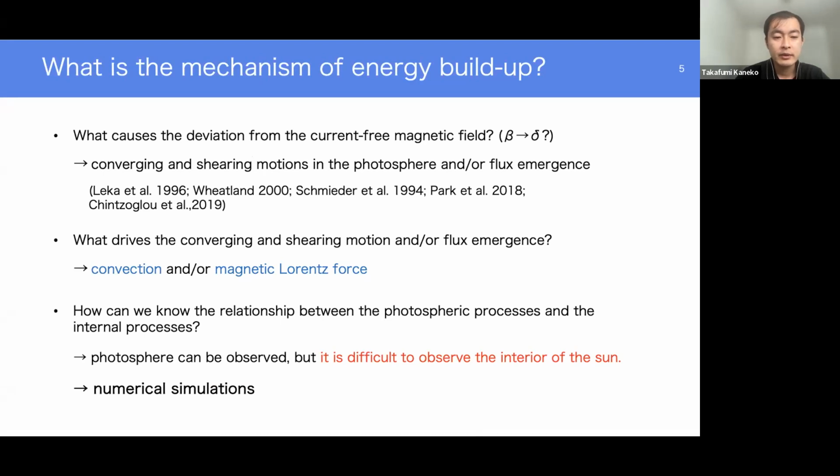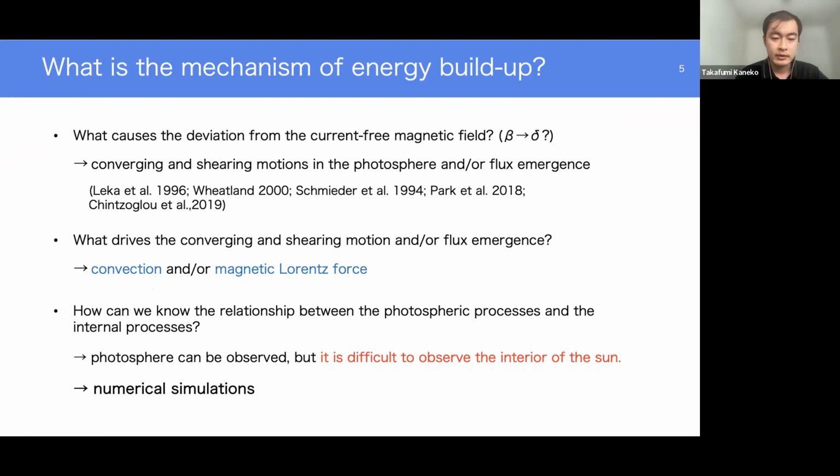Because we know that the solar interior is filled with convection, convection should play an important role. Also, the magnetic Lorentz force, which the flux tube has, may also deform the tubes themselves. So maybe the convection or the magnetic Lorentz force, or both, must be important to answer the question.